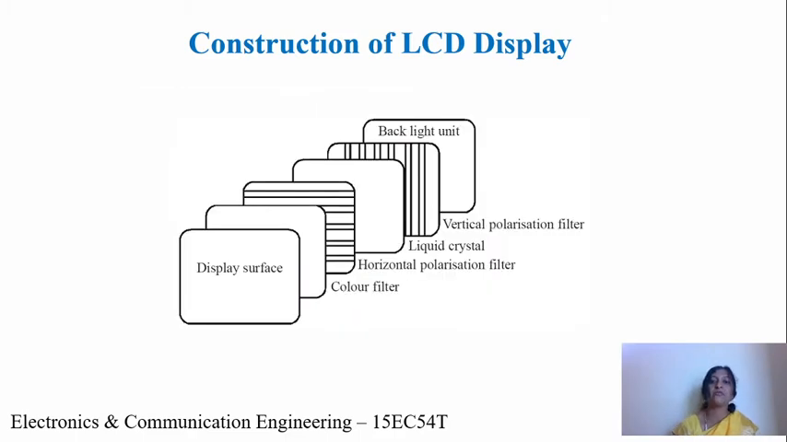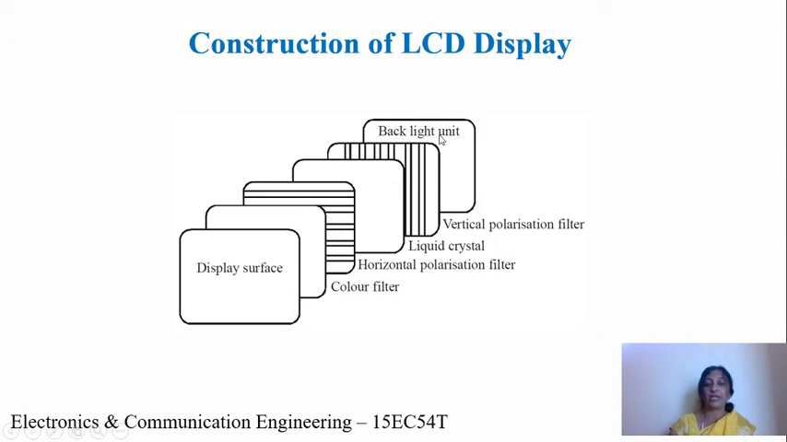So this is the simplified block diagram of an LCD display. We have a backlight unit here. This LCD works on the principle of blocking of light. It is not going to emit light, so it requires an external energy source. That is why we are using a backlight unit here.